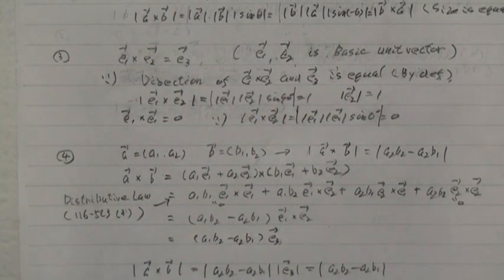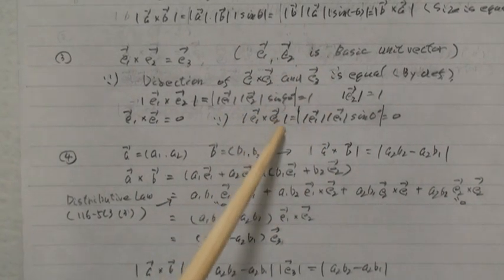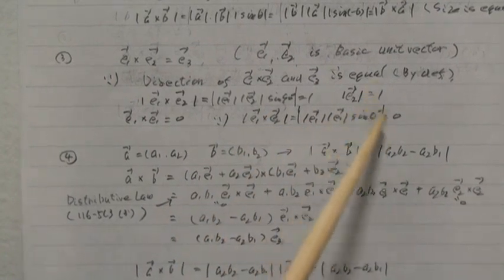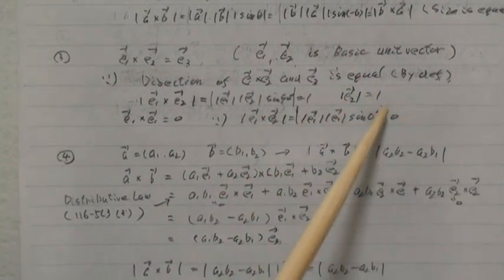And E1 vector outer product E1 vector equals 0, because by definition sine 0 equals 0.